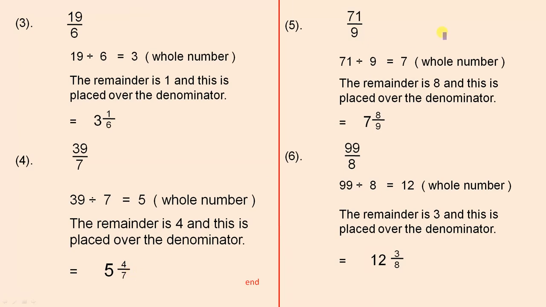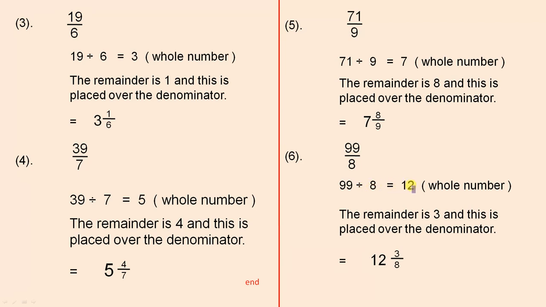Next one, 71 over 9. So 71 divided by 9 equals 7. That's the whole number part. The remainder is 8. And this is placed over the denominator. So 9 7s are 63, plus 8 is 71. That's 71 over 9.